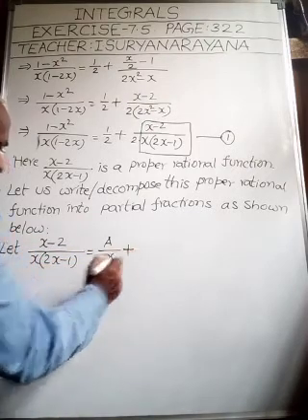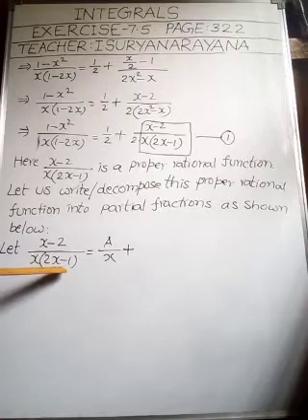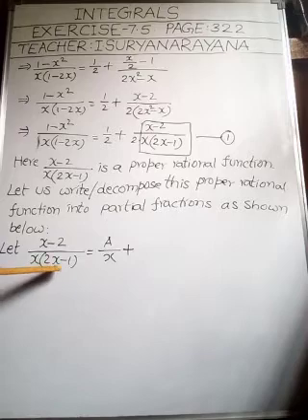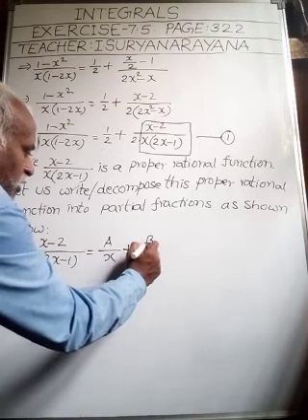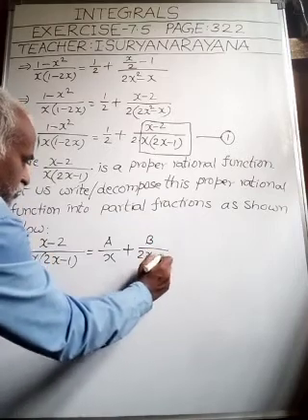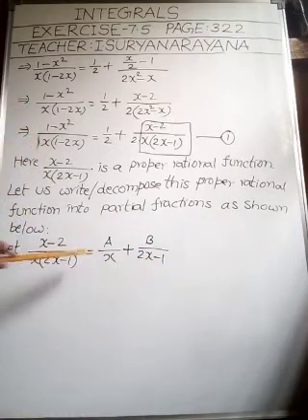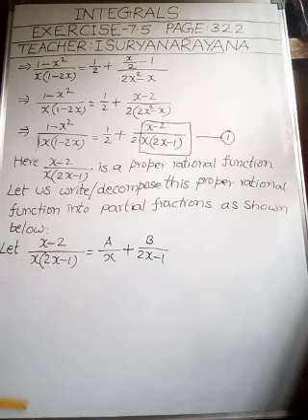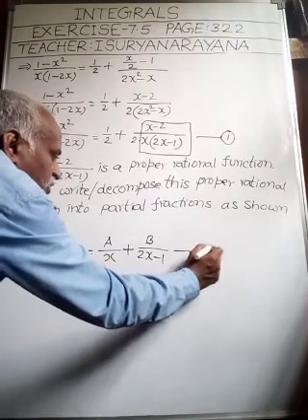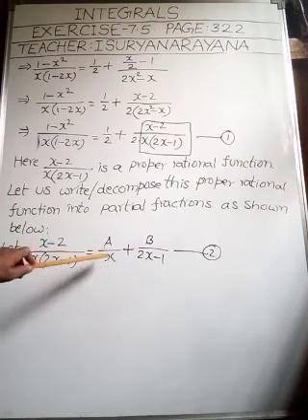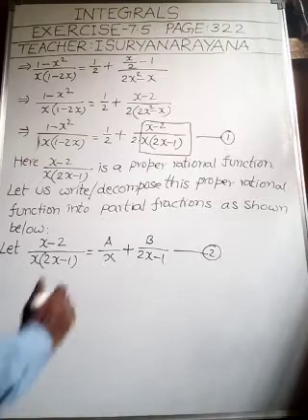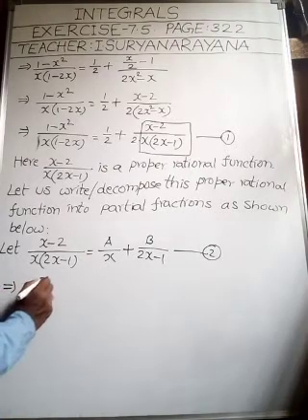Right. Plus, the second non-repeated linear factor is 2x minus 1. For this non-repeated linear factor, we write another partial fraction. Understood this point, my children? Right. Let us consider this is equation 2. In this equation, we have to find the values of a and b.